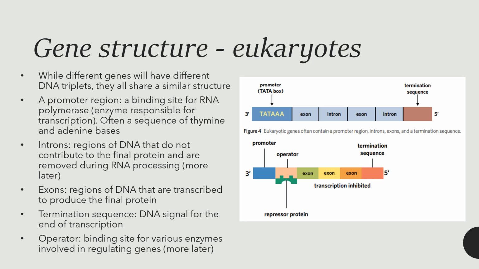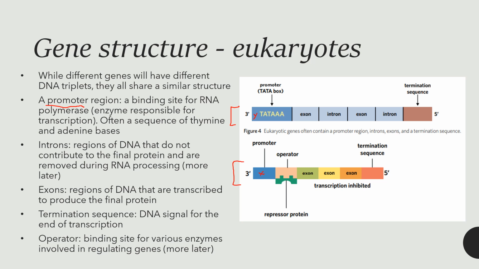So while different genes have different DNA triplets, they all share the same structure. Even though obviously the code is very different, they all share the same structure and they all have these common elements. So the first common element, which we looked at a little bit in our last video, was this promoter region. You'll see it highlighted here in blue. FYI, this diagram and this diagram are the same sort of thing. The first one's just representing a little bit more detail and before RNA processing has occurred.